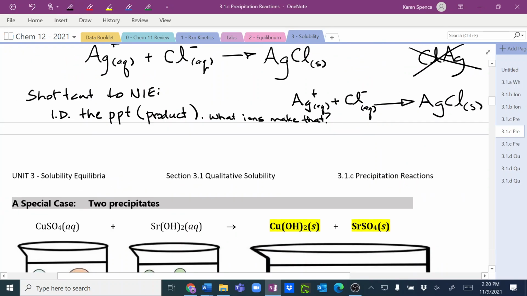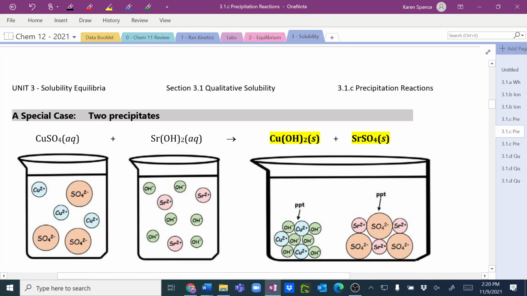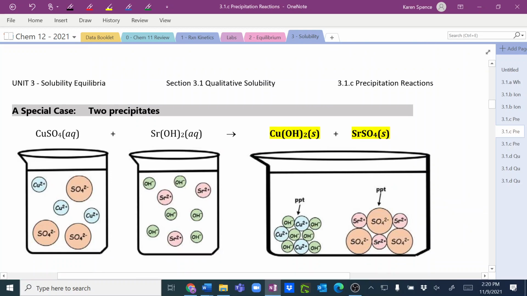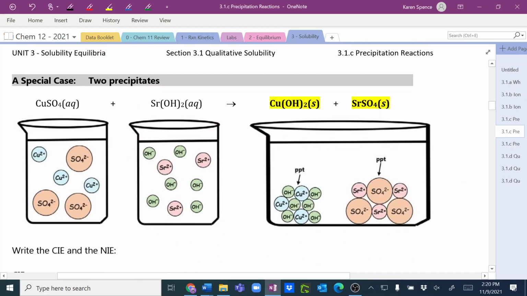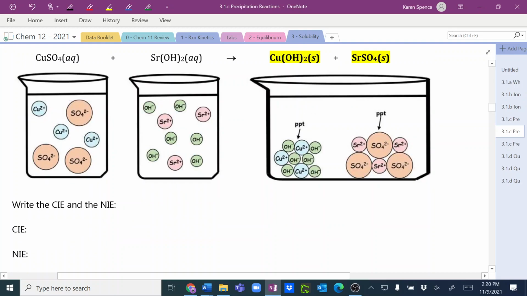Now we have a little different situation here. We start with two aqueous compounds in solution. What is different about our products here? They are both solid. So I would like you guys to try and write the complete ionic and net ionic equations for a situation where both the products are solids. Okay, so give that one a try.